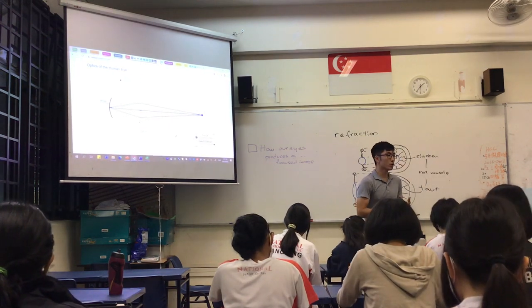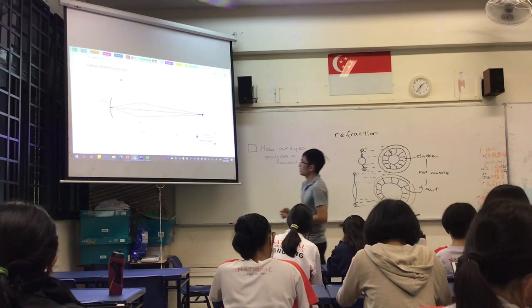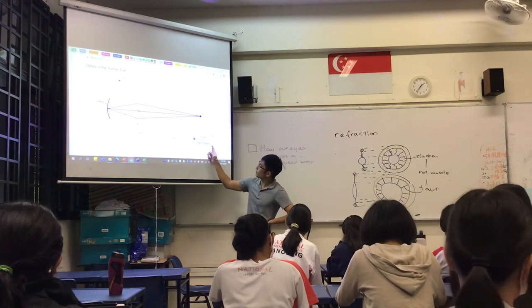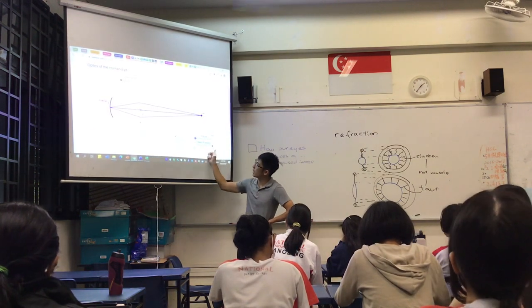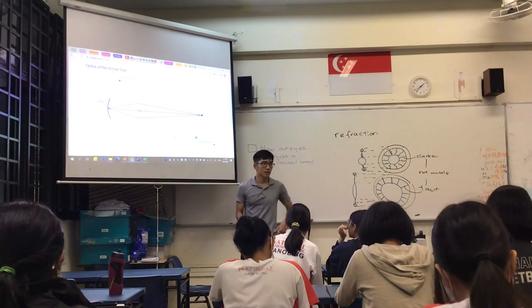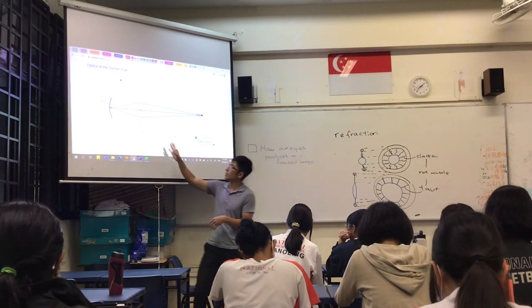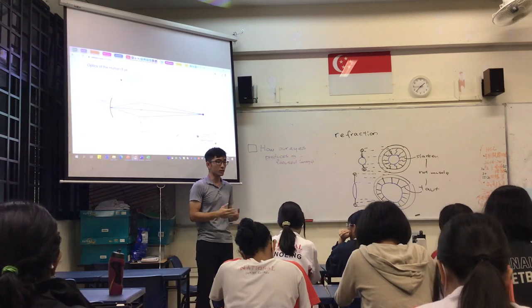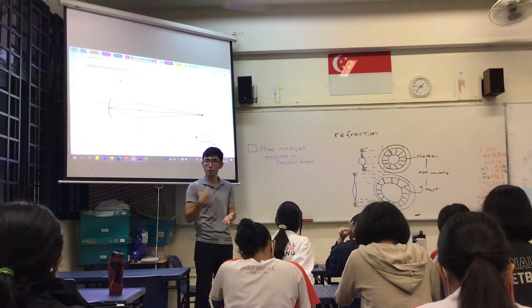Play with the two bars right now. Shift the position of the object far to near, and the thickness of the lens far to near. I'd like you to see which lens is more suitable for using if you want to look at things far away or close to you.